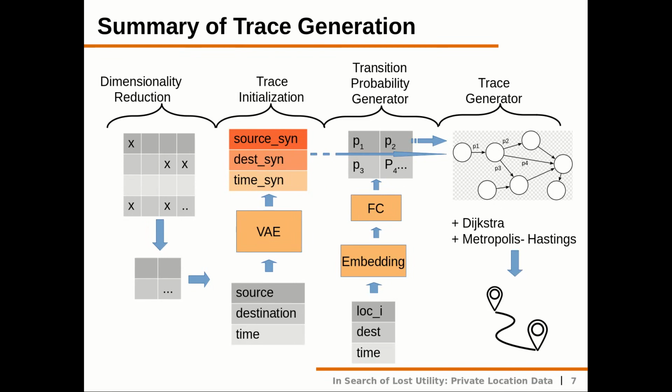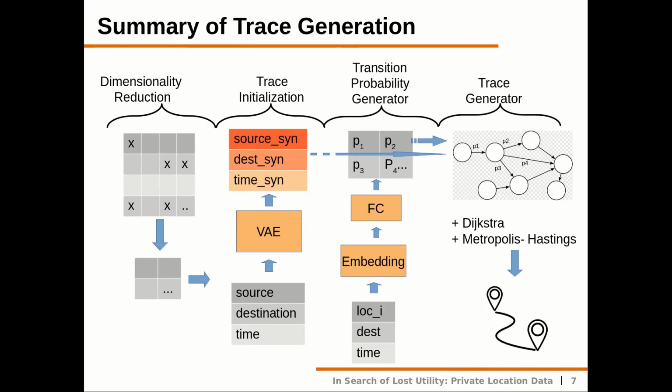So this is also a deep learning model with a word embedding layer in it and a fully connected layer, or maybe two. The input is your current location, your destination, and the time of the day. And the output is a probability distribution over all locations in your input space. So using the generated synthetic source, destination, time, and the transition probability, we build a graph. It's a full graph. So between any point there is a probability to move from one to another.